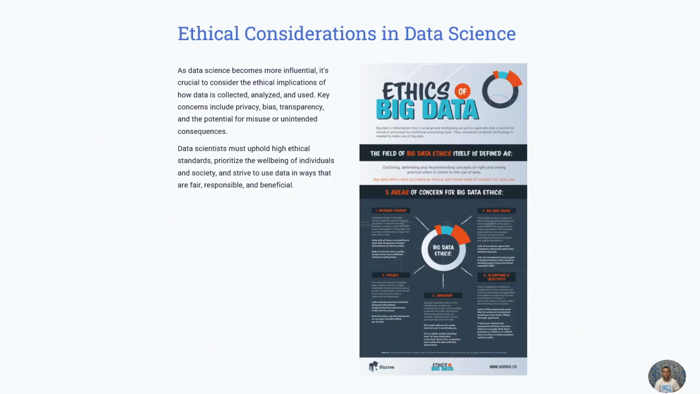Now let's see ethical consideration in data science. As data science becomes more influential, it is crucial to consider the ethical implications of how data is collected, analyzed, and used. Key concerns include privacy, bias, transparency, and the potential for misuse or unintended consequences. Data scientists must uphold high ethical standards, prioritize the well-being of individuals and society, and strive to use data in ways that are fair, responsible, and beneficial.